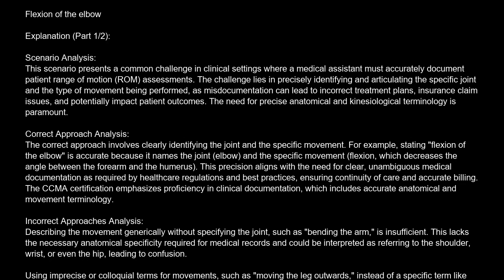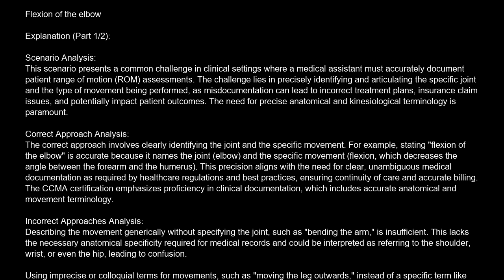The correct answer is C. Flexion of the elbow. Explanation. Scenario analysis. This scenario presents a common challenge in clinical settings where a medical assistant must accurately document patient range of motion (ROM) assessments. The challenge lies in precisely identifying and articulating the specific joint and the type of movement being performed, as misdocumentation can lead to incorrect treatment plans, insurance claim issues, and potentially impact patient outcomes. The need for precise anatomical and kinesiological terminology is paramount. Correct approach analysis. The correct approach involves clearly identifying the joint and the specific movement.